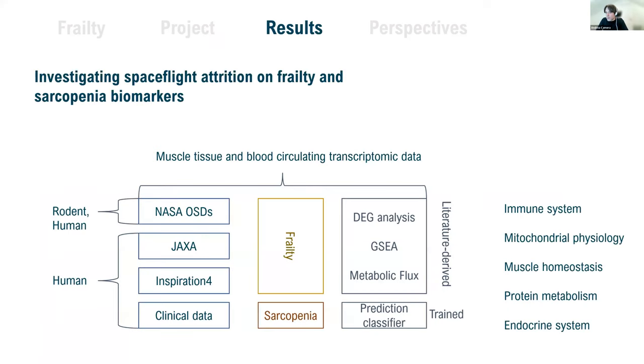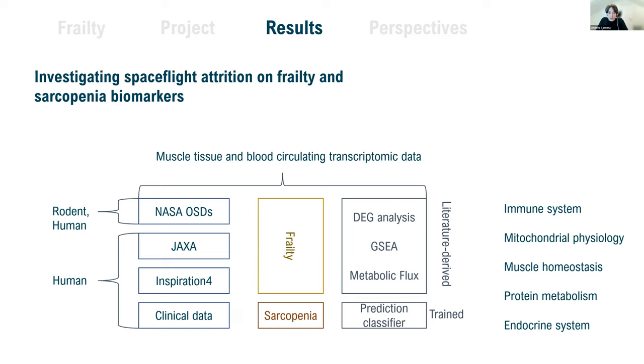So this is an overview of our project. We work with muscle tissue biopsies mostly from NASA OSD data. We also have the JAXA astronaut study cell-free epigenome and the peripheral blood mononuclear cell expression data. With these three data sets, we investigated whether a frailty biomarker list that we derived from the literature had these biomarkers differentially expressed pre-flight, during flight, and after re-entry. We also performed gene set enrichment analysis and metabolic flux simulation based on transcriptomic data to find signatures related to aging, such as biological pathways.